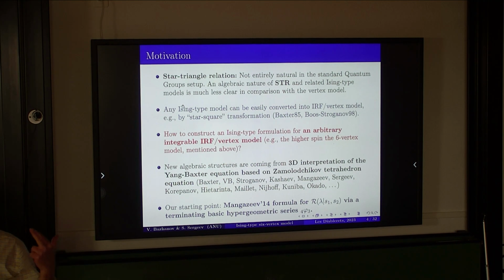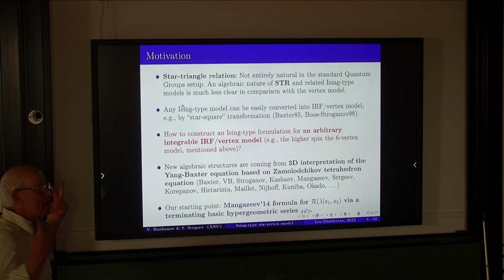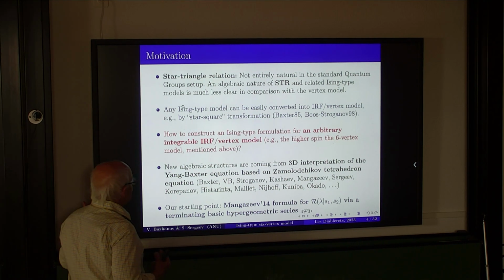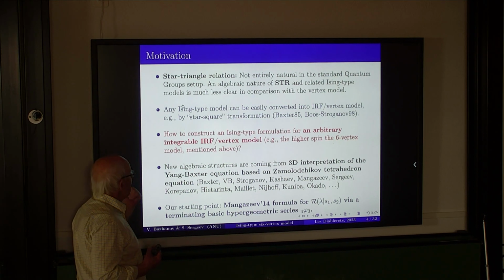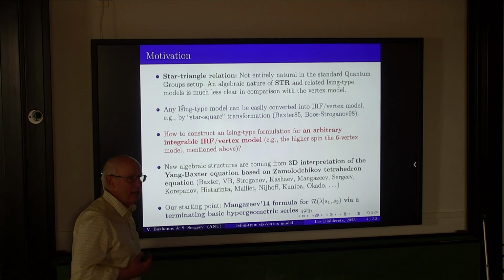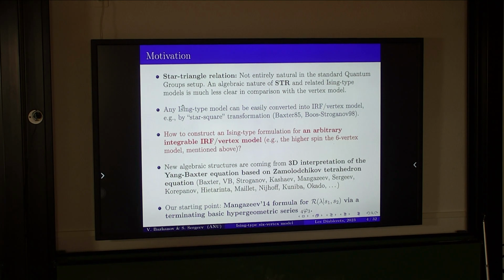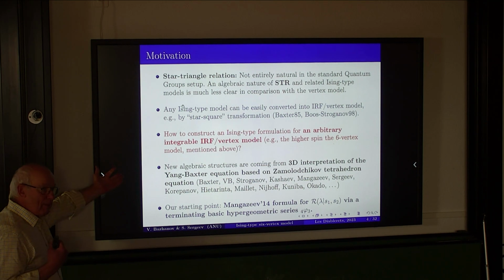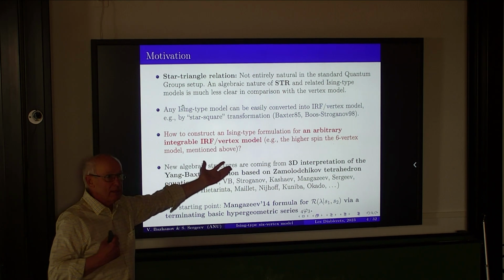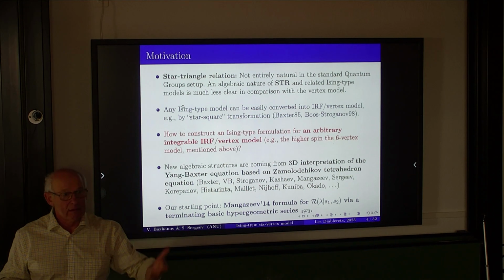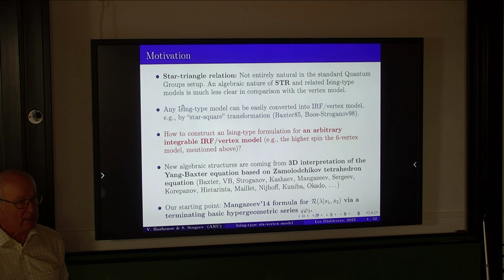In general, we don't know how to go back: given an arbitrary integrable IRF or vertex model, could we convert it to the Ising type, with only two-edge interaction? The answer is no. For example, for the high-spin six-vertex model, could we convert it to the Ising-type model? That's the question.